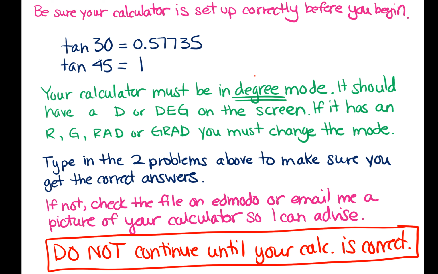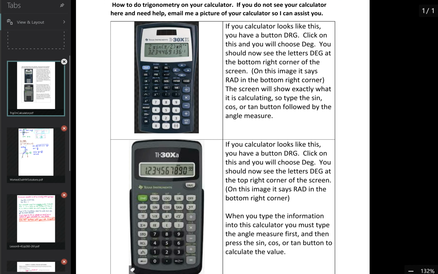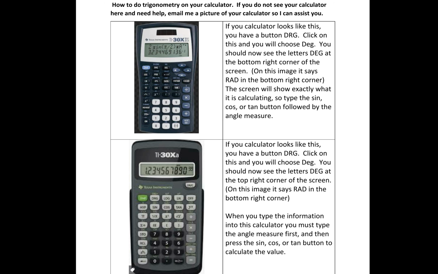To change the mode on your calculator, it depends on which calculator you have. Sometimes you have to press mode and then go to degrees, and sometimes your calculator will have a button that says DRG, and you will press that, and that will take you into the mode to change the mode. So I posted one document on Edmodo that has two of the most common calculators that I usually see students have. Maybe yours is a different color, but it might look like one of these two. If you have one of these two, you can read these instructions from Edmodo on how to change your calculator into degree mode.